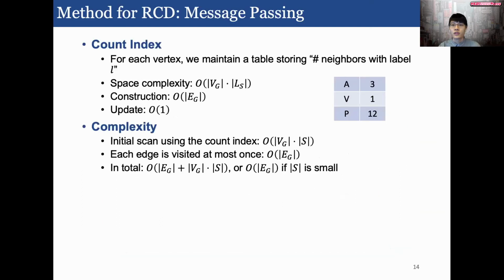To further improve the efficiency, we devise a count index to track the number of neighbors of each node in different labels. We show that if the schema S is not large, the time complexity of this algorithm is linear to the graph size.